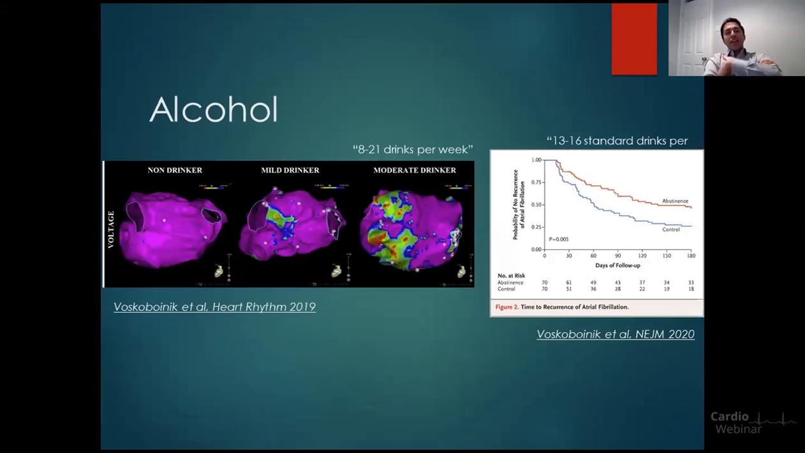Now, alcohol. I find this picture great because it really illustrates a key point.